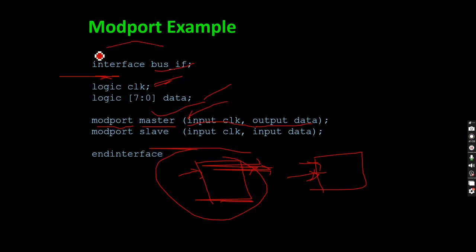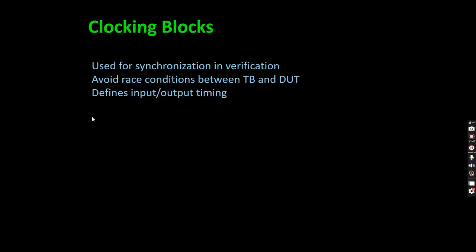Like that, an interface can have some small concepts like mod ports, and also clocking blocks will be there. So these are the clocking blocks. Why are we actually using clocking blocks?